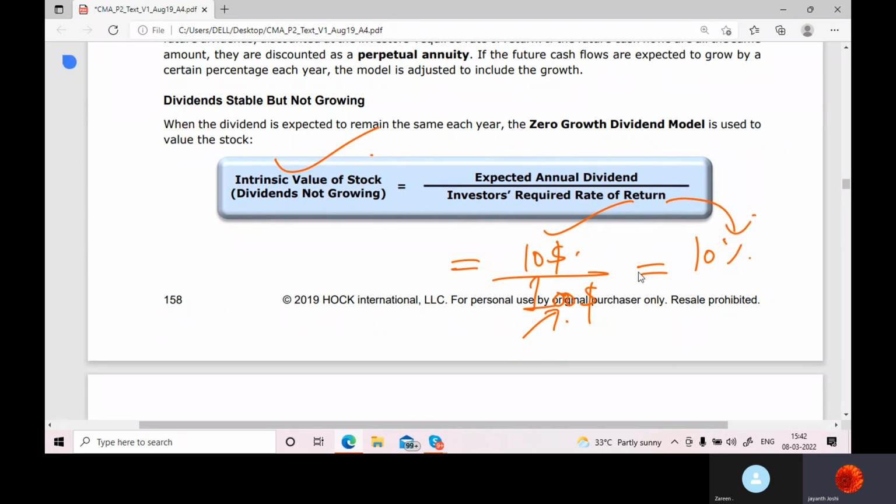Okay. So now I'll interchange the equation. This is dividend. This is stock price. For stock price, I will write P, let's say P naught. This is KE, the required rate of return. Now what we can do is we can interchange.